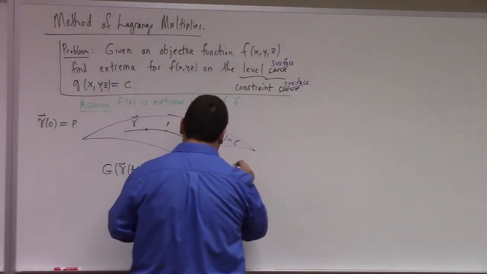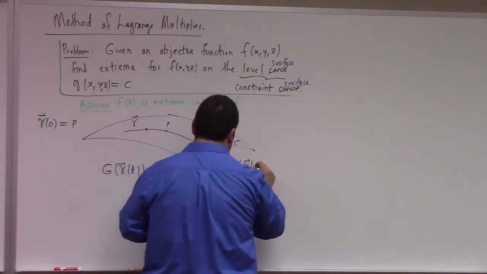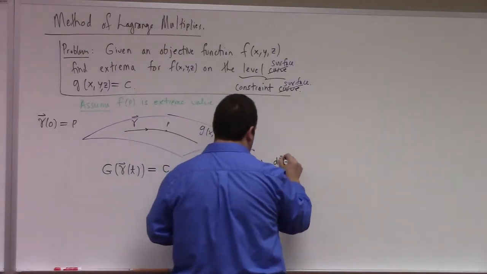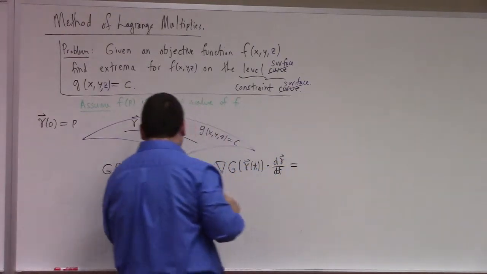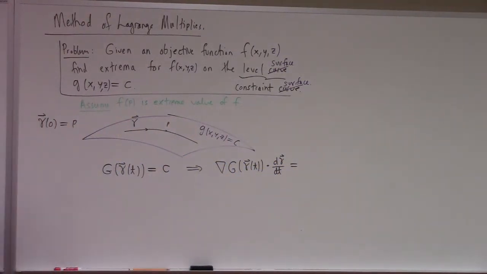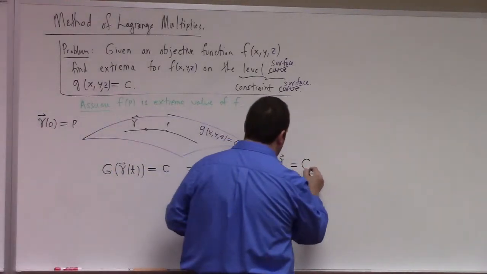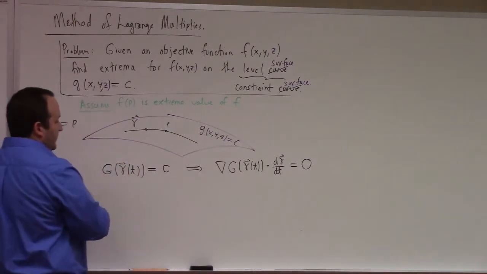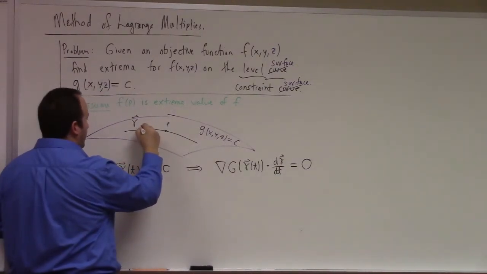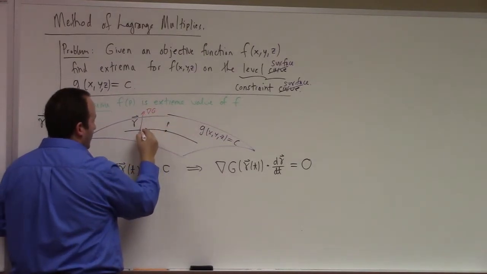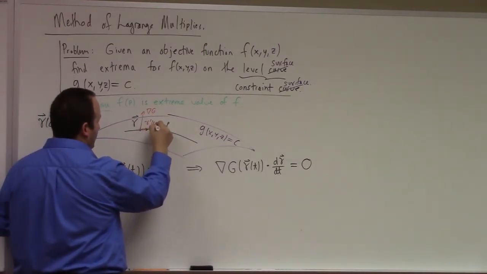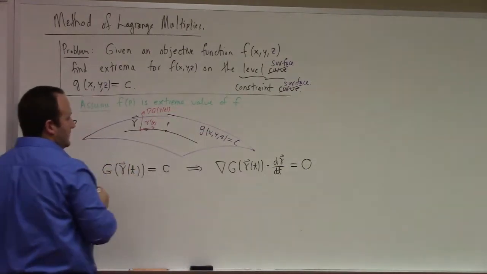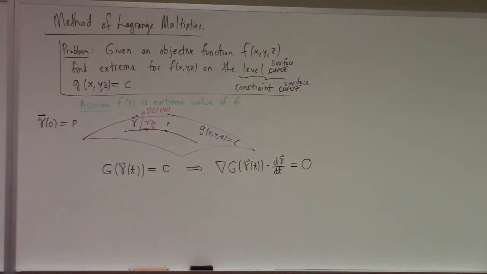The gradient of G at gamma of t dotted with d gamma dt is equal to, what's the derivative of a constant? 0, right? So this shows you that if you were to go along this curve and look at different points along the curve, then you've got, on the one hand, the gradient of G, and on the other hand, you've got gamma prime of t. And they're perpendicular as you follow the curve. The gradient's always perpendicular to gamma prime of t, because gamma prime of t is tangent to the surface, right?